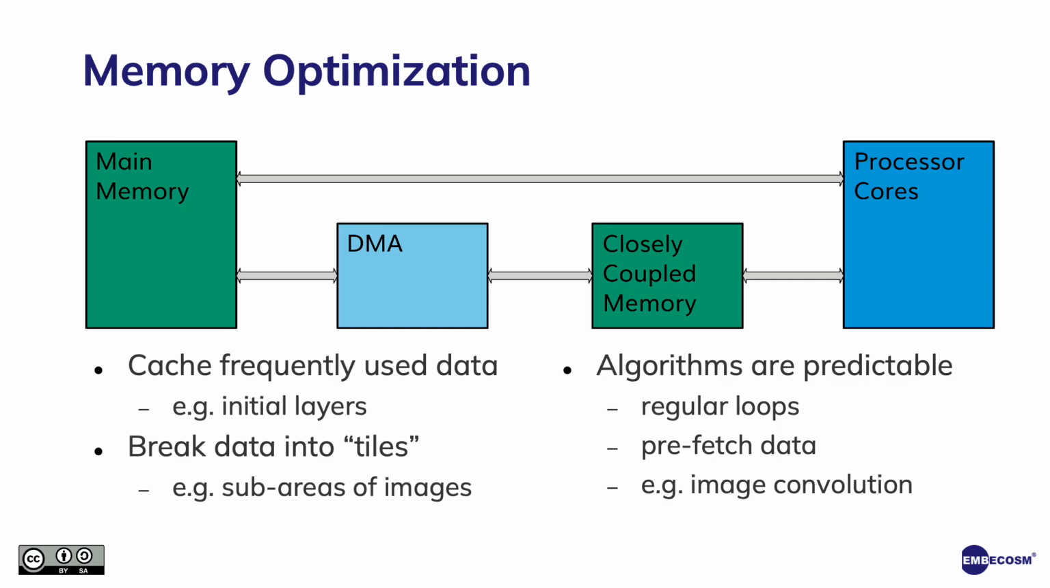So we use the fast memory to cache frequently used data, for example, the initial layers of the model, and also the intermediate results. Because AI algorithms can be very predictable, we often just use regular loops, which we can proactively prefetch from the main memory to the fast memory before the processor even needs it.